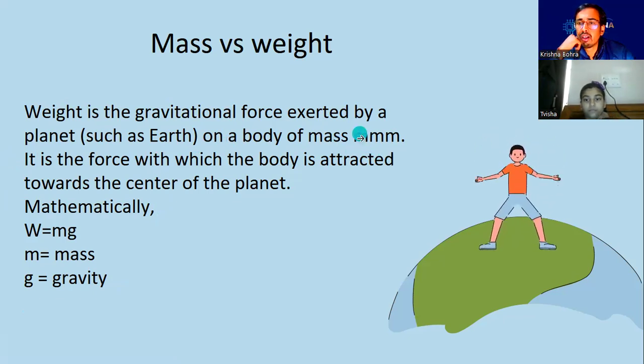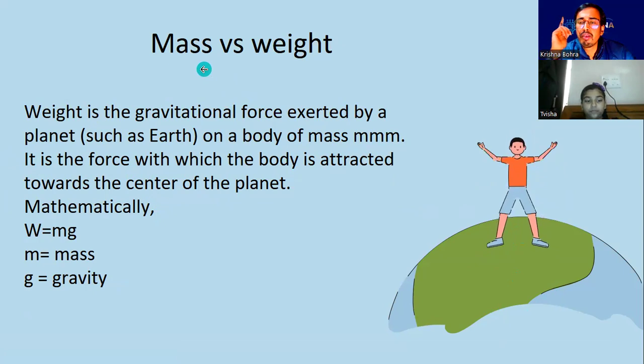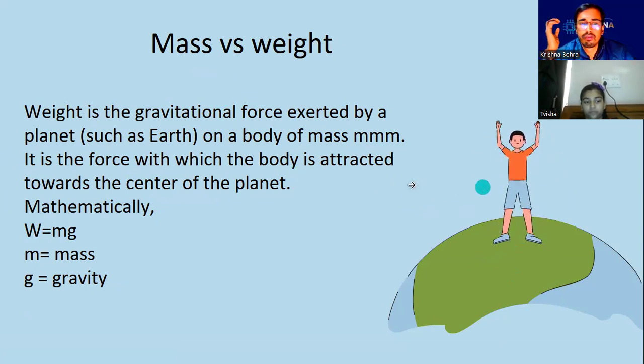Let's take an example of M. It is the force by which the body is attracted towards the center of the planet. So this particular gentleman is being attracted by the Earth. This is weight, while mass is the number of constituent particles present inside this body.